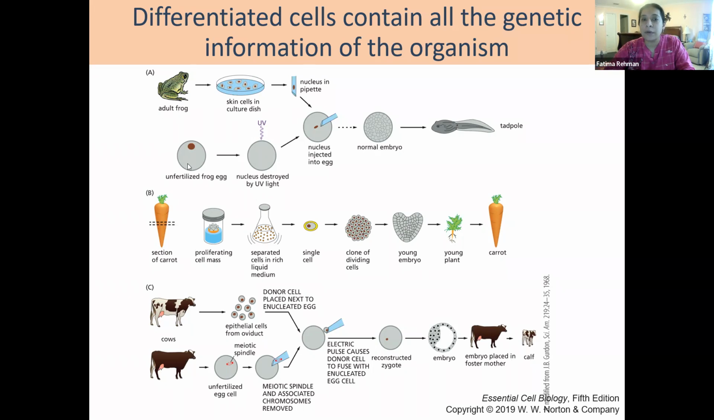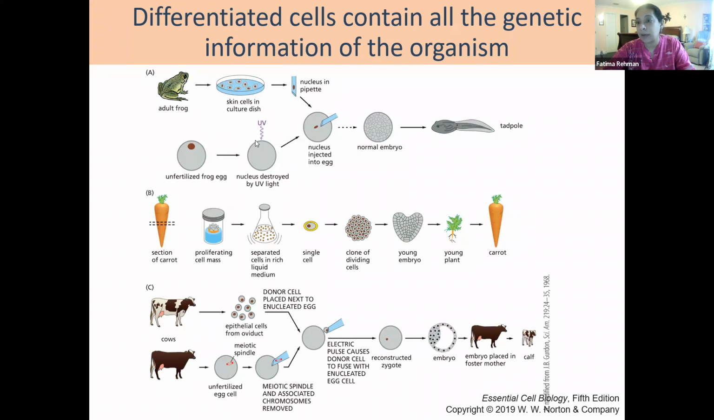So here in the first example, they had cells from the skin of an adult frog, and they were looking at what they could get from there. And then they have an unfertilized frog egg. They went ahead and destroyed the nucleus of this particular egg using UV light. And they took the nuclei from the skin cells and injected them into the egg itself. And they realized that they were able to get a normal embryo and a tadpole.